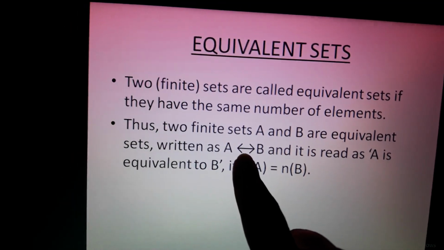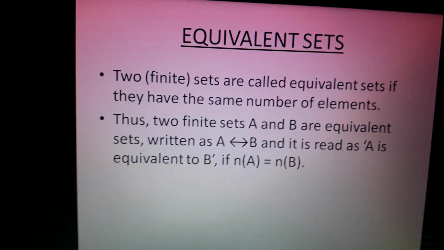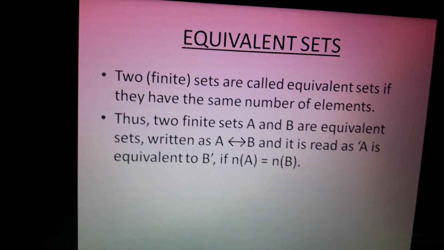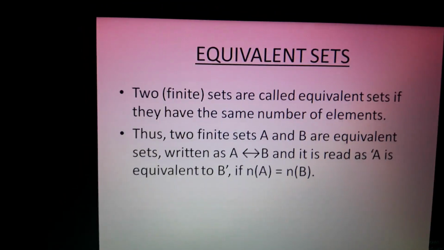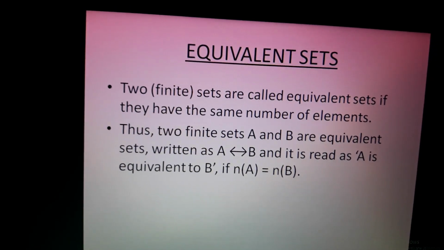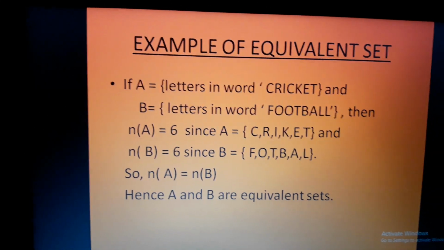This symbol is used for equivalent and it is read as A is equivalent to B if n(A) is equal to n(B). That means if the number of elements in two sets are equal, then we say that they are equivalent sets. Let us see an example of equivalent sets.